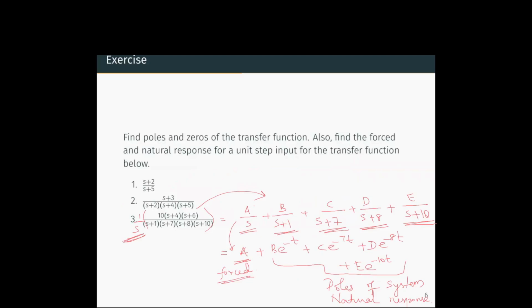We apply step input to the transfer function and then do this partial fraction expansion and find the forced and natural response of the system.